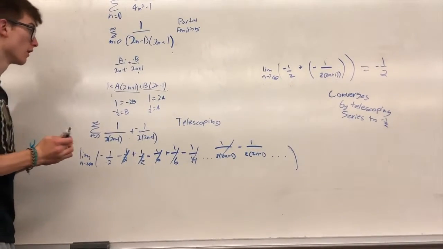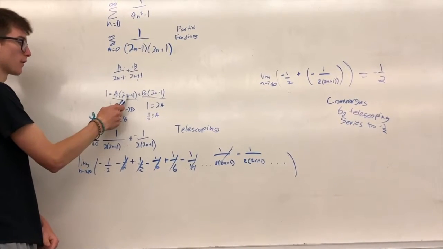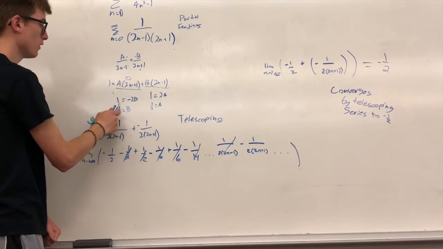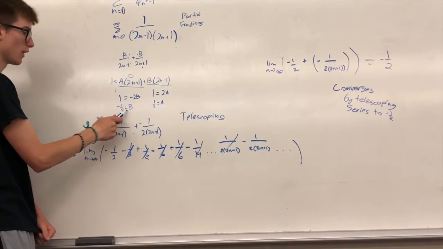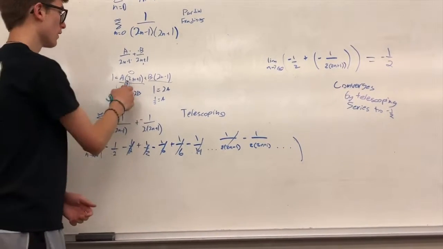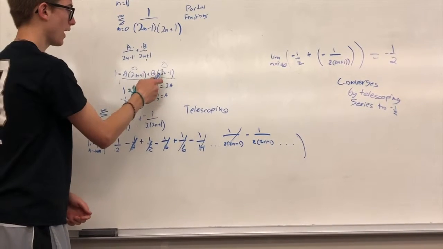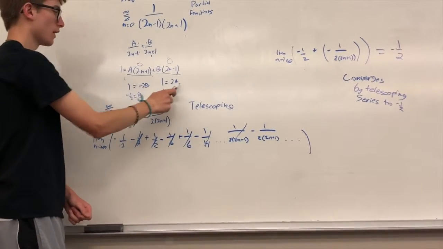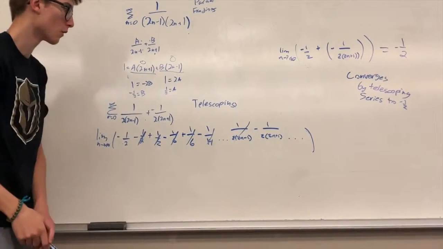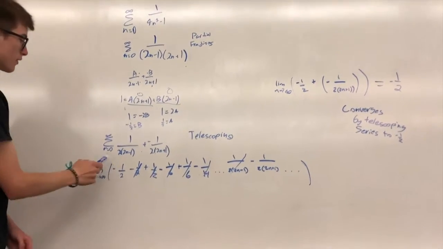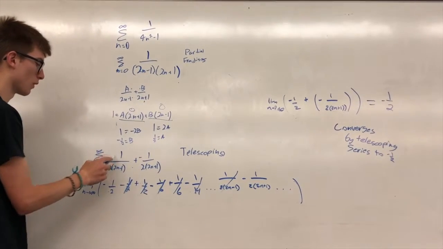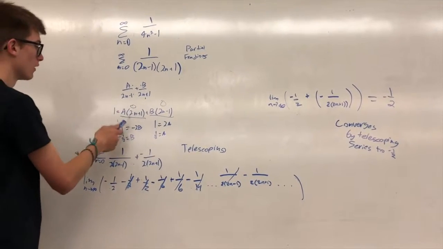So basically you're going to put in negative 1/2 for n, so this is going to be 0. And this is going to be negative 2. Negative 2 equals 1, and then b will equal negative 1/2. Do the same thing for 1/2, that'll equal 0. Then a will equal 2, or 2a will equal 1. A will equal 1/2.